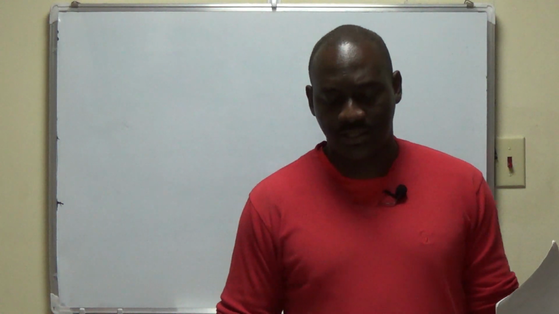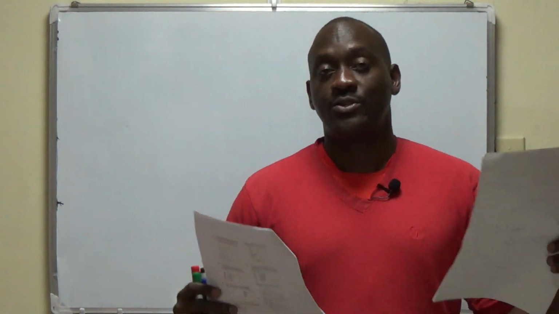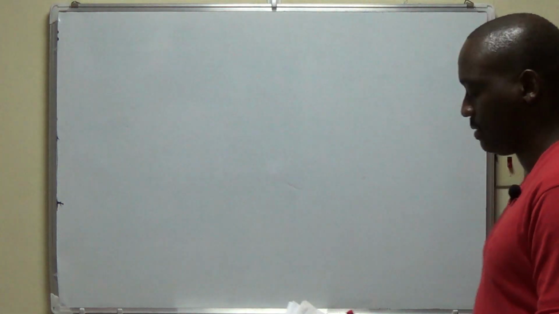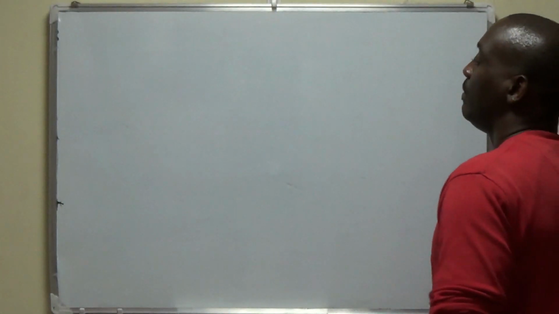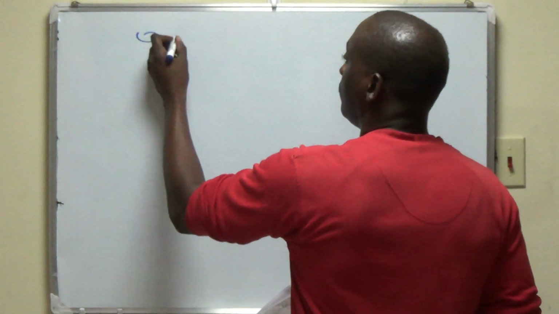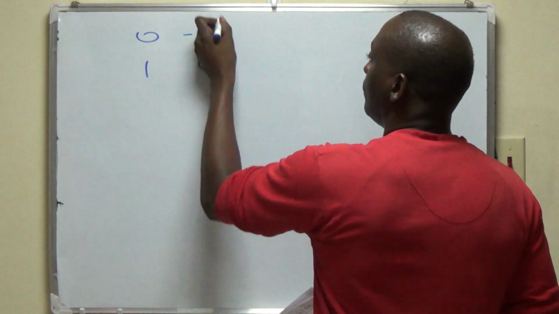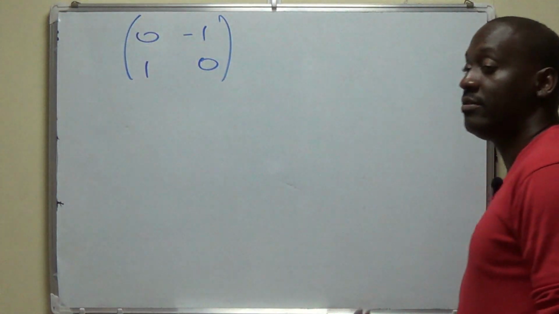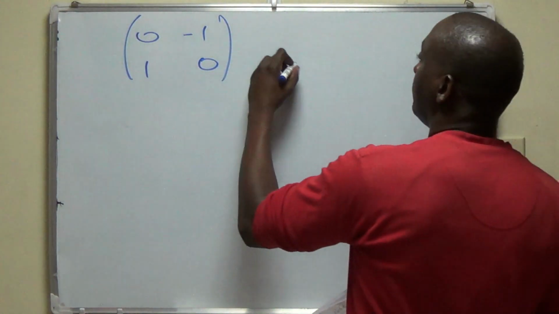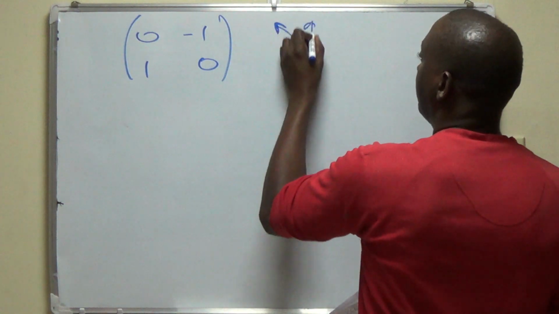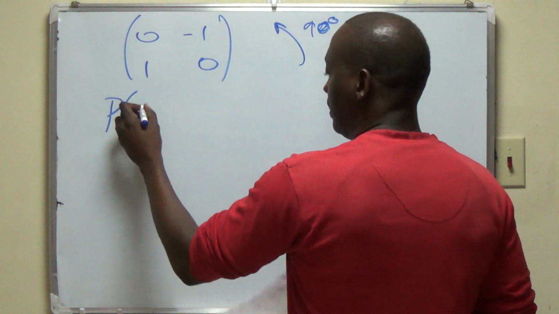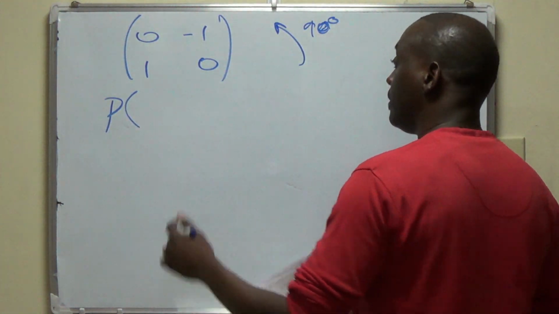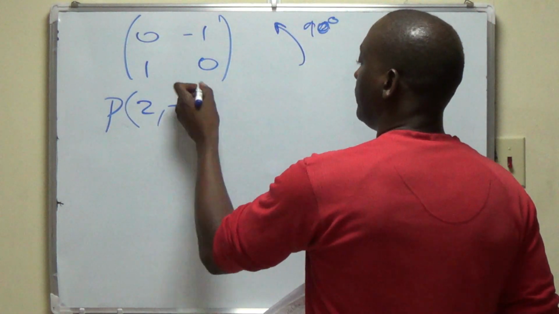So we have in this question a 90 degree anti-clockwise rotation. So we have the transformation matrix for that, which is the matrix (0, -1; 1, 0). So (0, -1; 1, 0) will be the transformation matrix for an anti-clockwise rotation of 90 degrees. You have the point P, (2, -3).